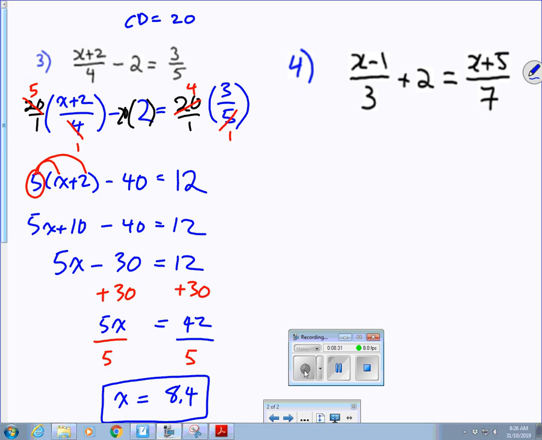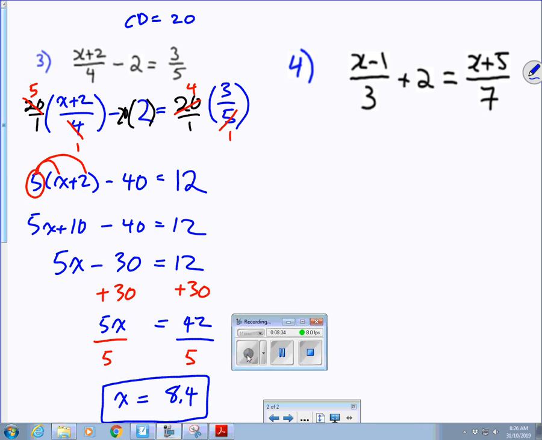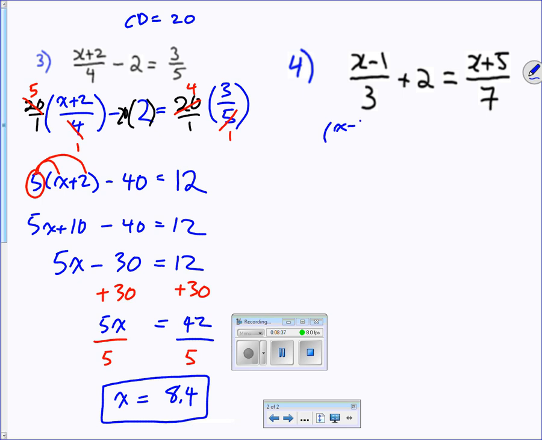Now we'll do this next problem. Same thing again. You'll notice that we've left space for all of these common denominators that we need. If you look here, the common denominator of 3 and 7 is going to be 21. So we're going to multiply everything by 21. We're going to write this as 21 over 1, 21 over 1, and 21 over 1.